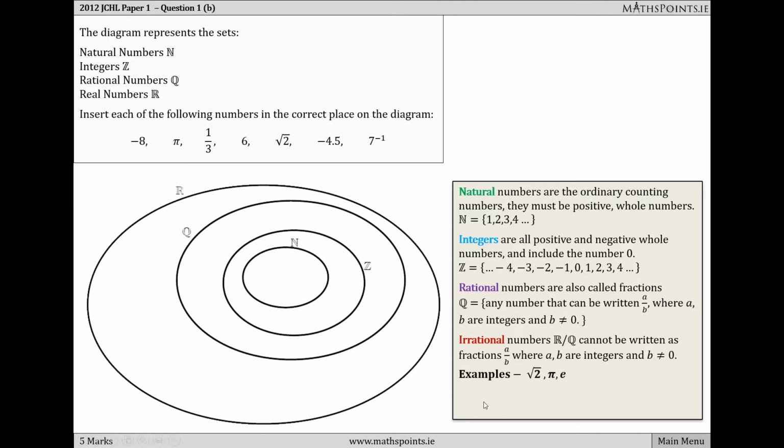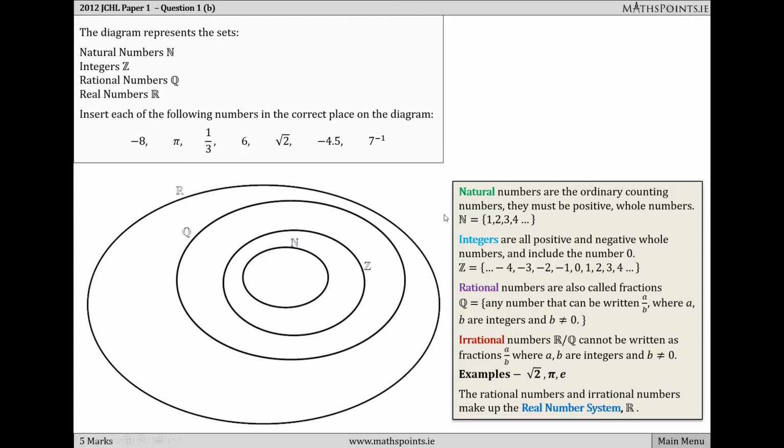So for example, a lot of surds are irrational numbers, the root of 2, the root of 3, the root of 5, and then special numbers like pi and e. So these are real numbers and involved in the real number system. We just cannot write them as fractions, a over b, where a and b are integers.